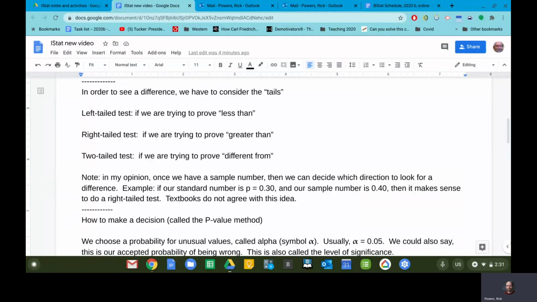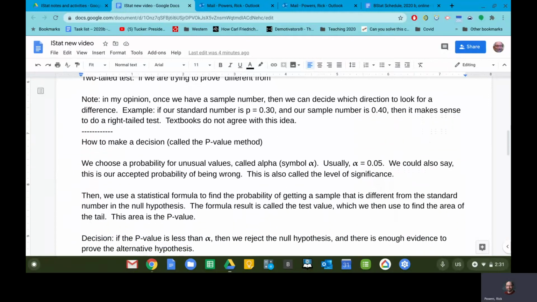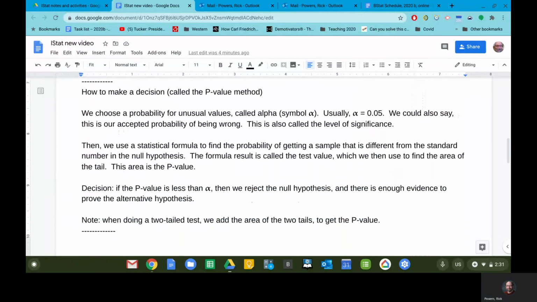How to make a decision, called the p-value method. We choose a probability for unusual values called alpha. It's a Greek letter, alpha. Usually alpha equals 0.05. We could also say this is our accepted probability of being wrong. This is also called the level of significance.